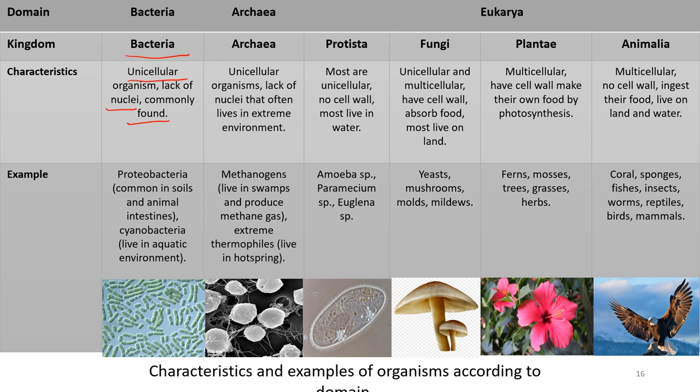For the second kingdom, archaea, they are also unicellular organisms. They do not have any nucleus and they are found in extreme environments, such as hot temperature ponds. For example, you have the methanogens. They live in swamps and produce methane gas. Another example is extreme thermophiles. They live in hot springs, not ponds, hot springs.